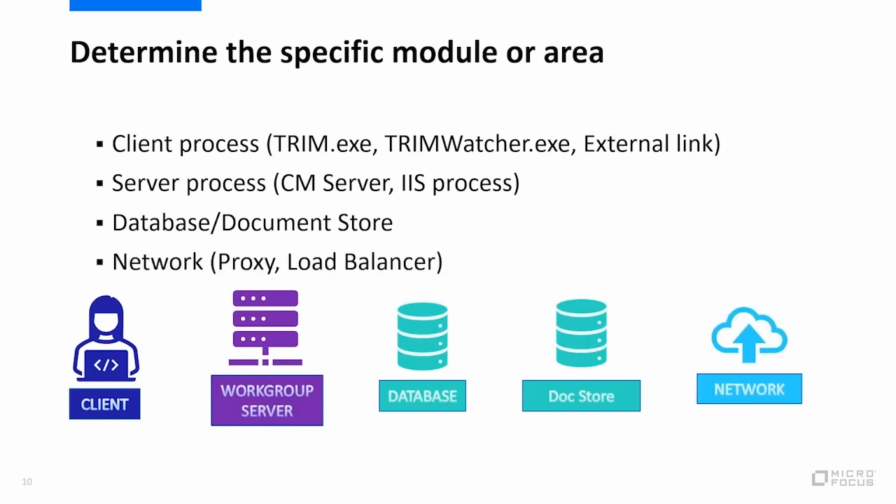It can be some errors like a timeout error or an RPC error, or it can be pointing to connection failures. In that case, normally it's pointing to the network. In the case that no error message pops up on the user's end, we can enable logging for the CM client and CM workgroup server to get more information.